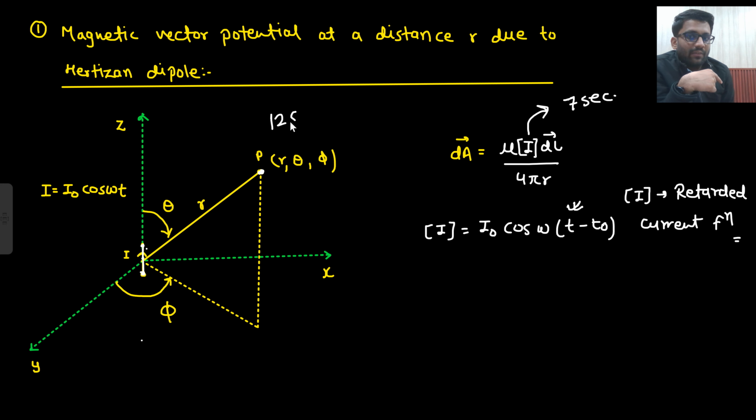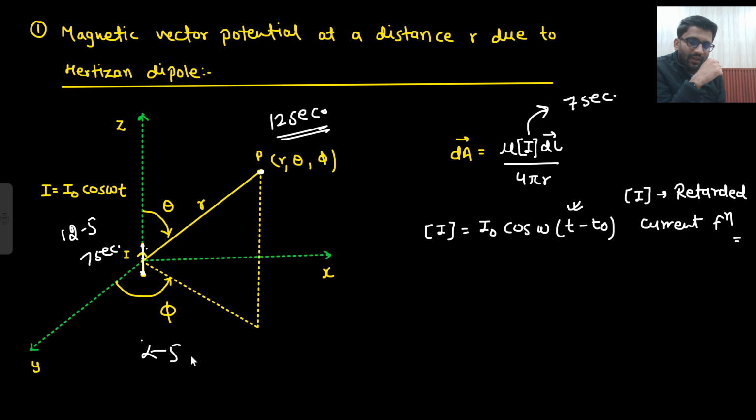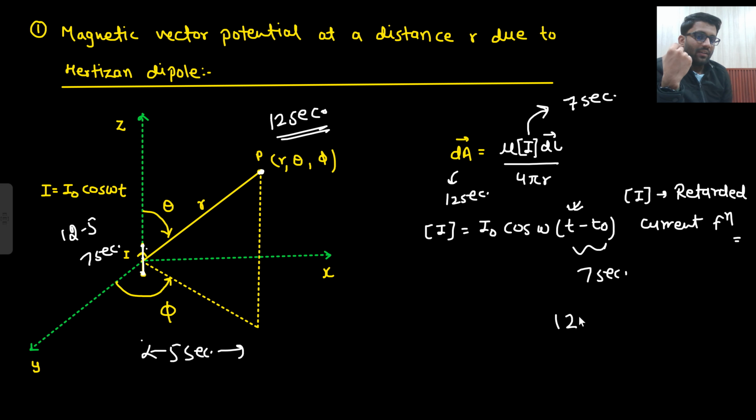Here if I am writing down the magnetic vector potential at 12 seconds, that means it would be coming because of the current at 7 seconds, because it took 5 seconds of time. So the time that I need to put has to be 7 seconds. Here t is 12, t naught is 5. So 12 minus 5, that is 7 seconds.